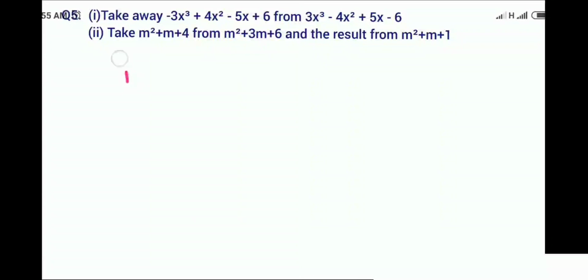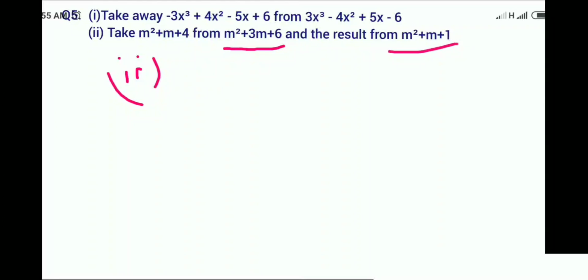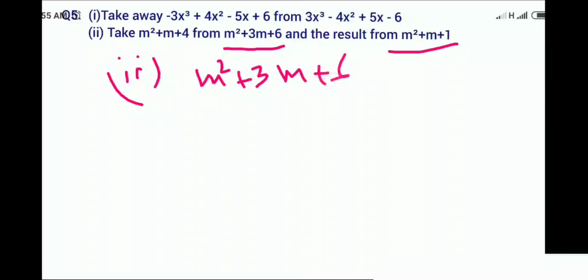Number 2. First we subtract the value from this equation, and whatever we get as result will again be subtracted from this equation. Therefore, m square plus 3m plus 6 minus m square plus m plus 4.